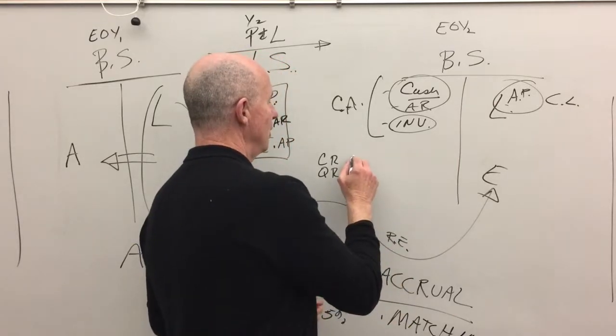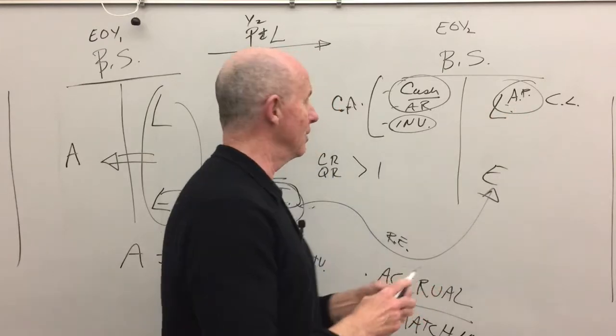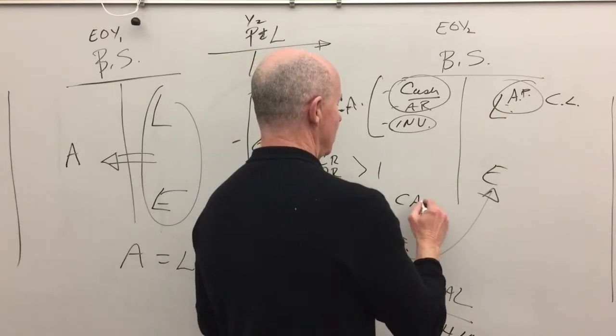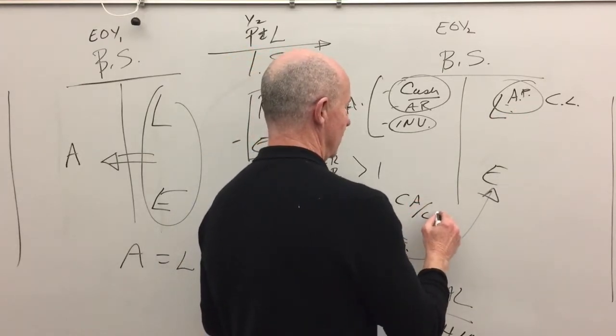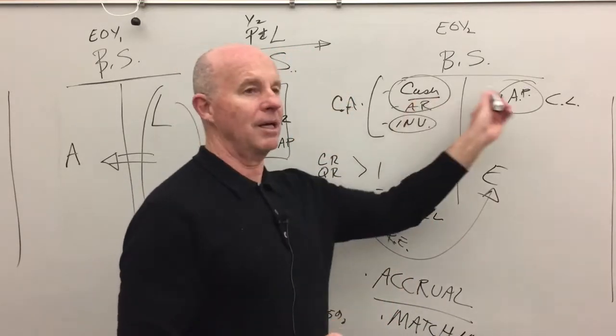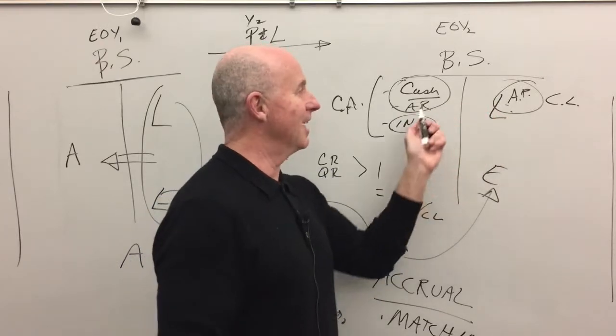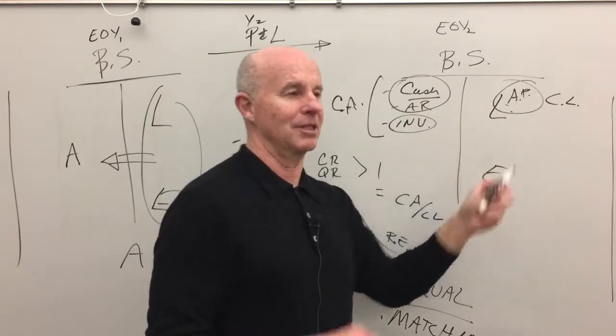So you want a number basically that's greater than 1, right? That you want this number to be bigger than this number as you have your current assets over your current liabilities. That's these ratios. It's just a quick balance sheet test to say, am I solvent? It's a liquidity test to say, do I have enough money to cover my bills?